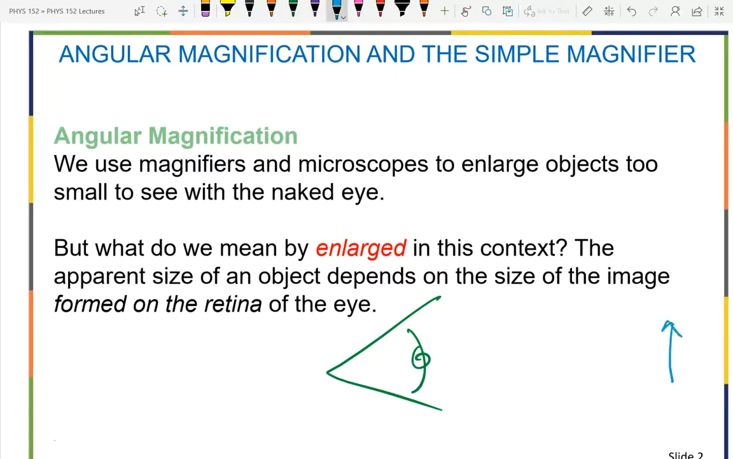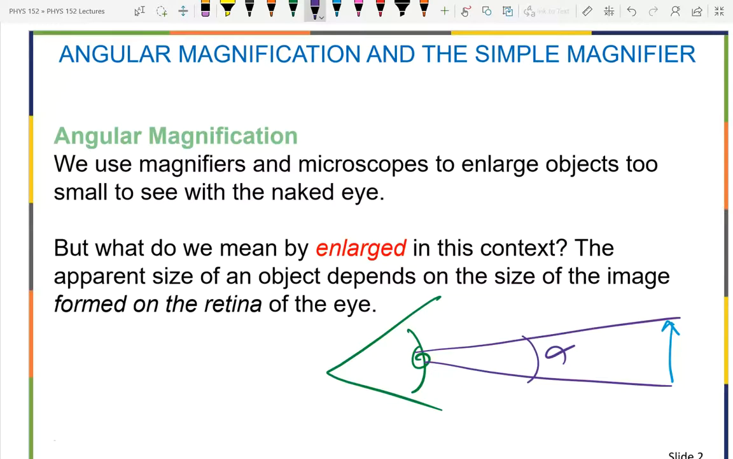So here's an object, and it makes an angle with the eyeball. And the bigger that angle, the bigger we perceive its size. So that's how we measure size. Now, if I have a magnifier, like binoculars, those binoculars are going to increase the angle that the image makes with my eye compared to what it would have made if I didn't have the binoculars. So that's what a magnifier is doing.